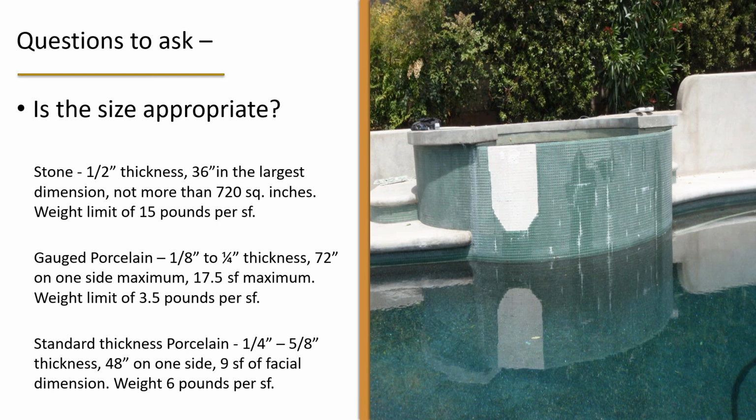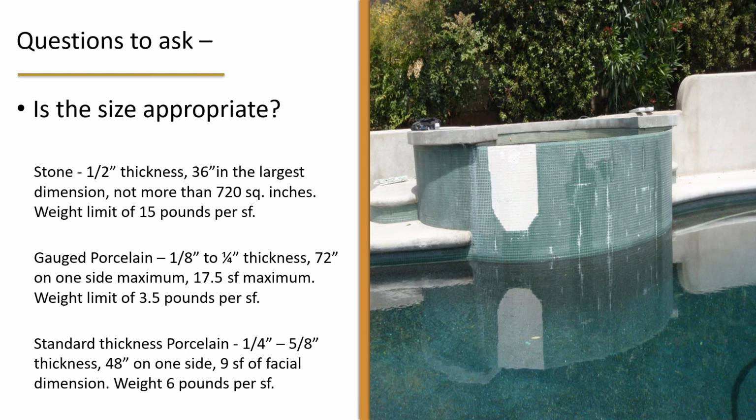The weight limit on stone is 15 pounds per square foot. Gauged porcelain panels are typically 1/8 of an inch to 1/4 of an inch thick. They can have a maximum size of 72 inches on one side. They have a 17.5 square foot maximum facial dimension, and they have a weight limit of 3.5 pounds.